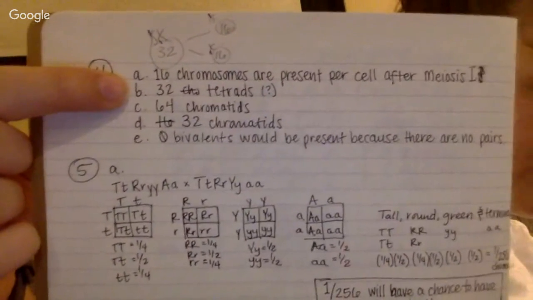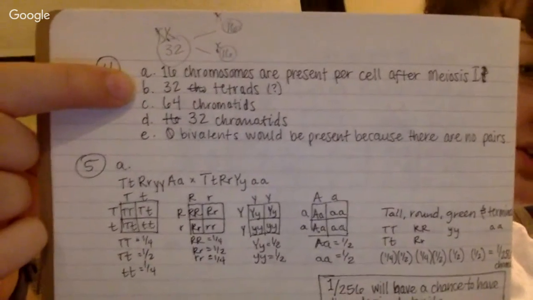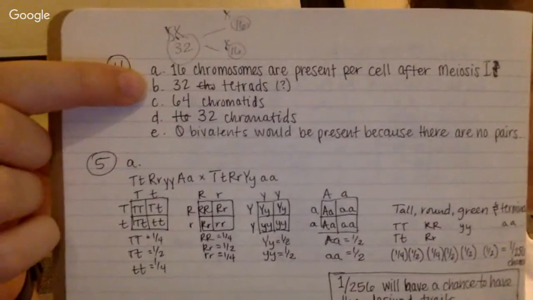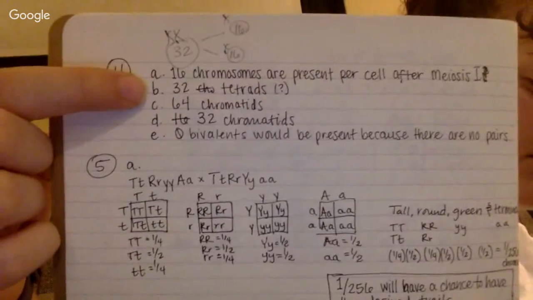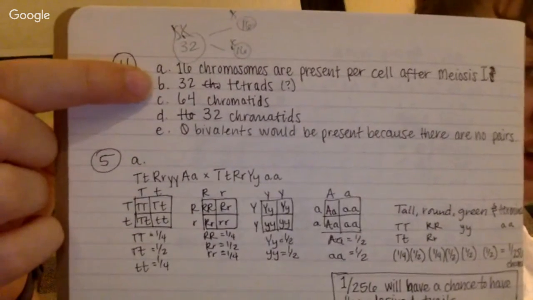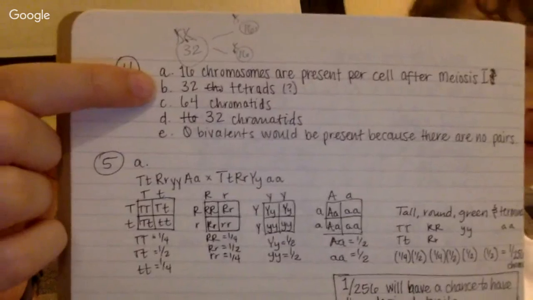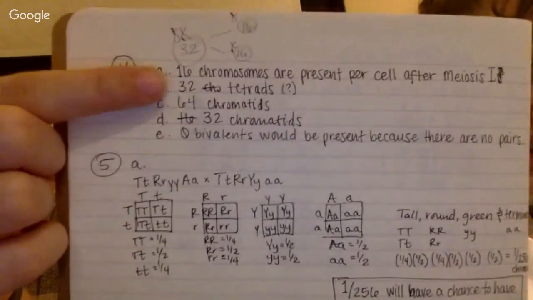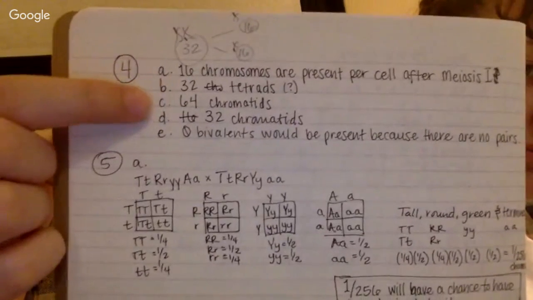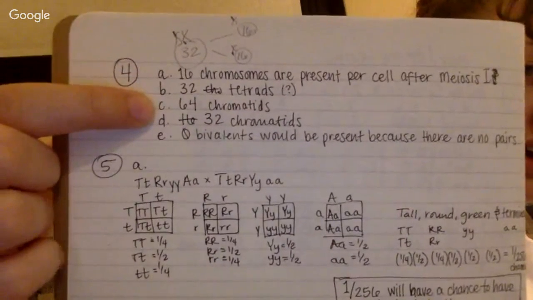Part B is asking about tetrads, which I wasn't quite sure what they were, but I'm assuming that they're the pairs of chromosomes. And so during prophase 1, there'd be 32 tetrads. But correct me if I'm wrong.